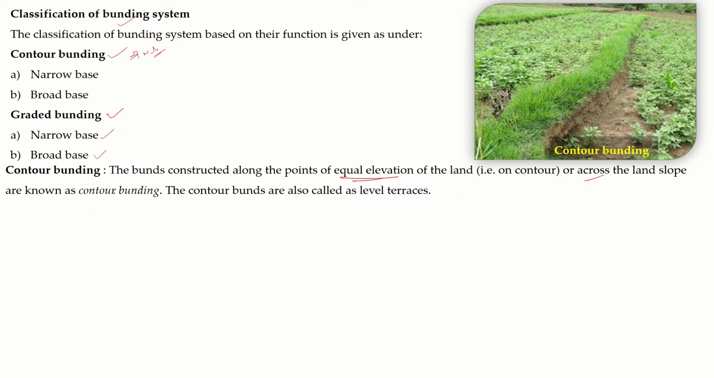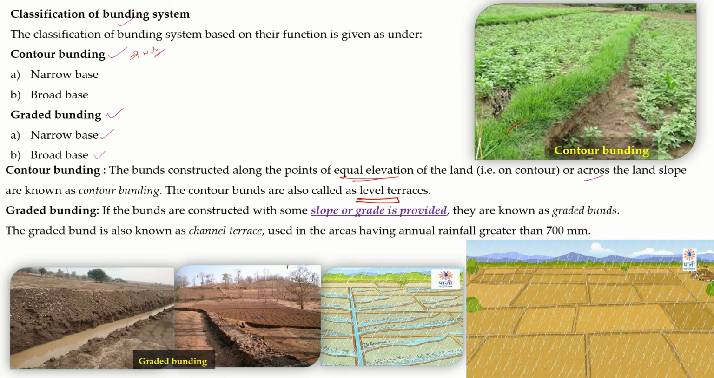That is known as your contour bund. The contour bunds are also called your level terraces. The terracing system we will discuss in the subsequent units. This is your simple contour bund. The main function of this contour bund is to store the water which has fallen on this land.